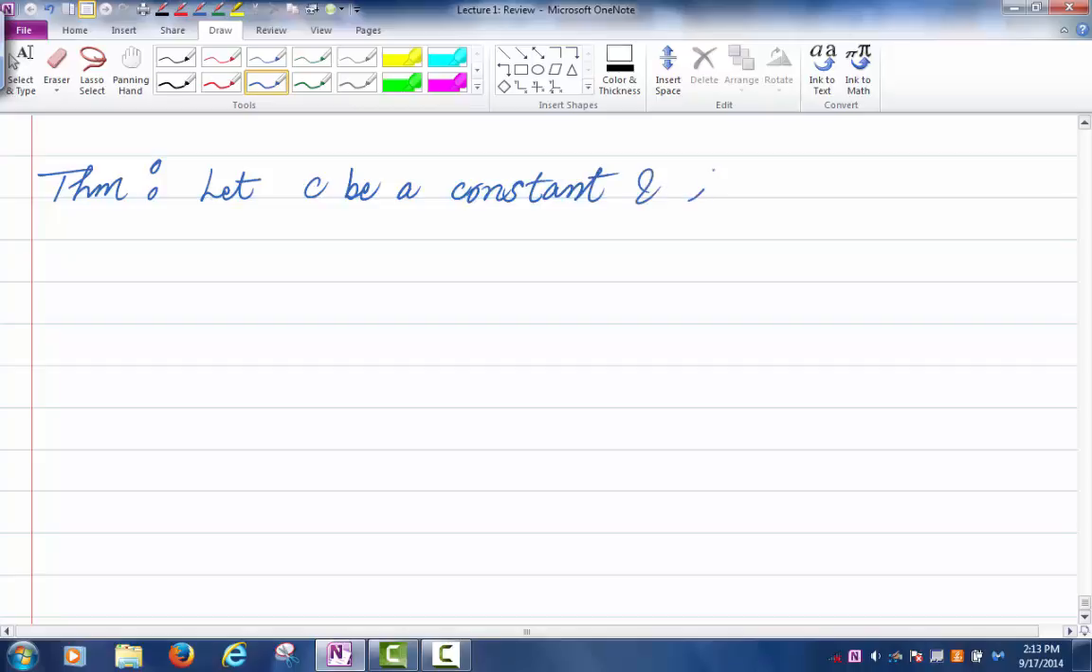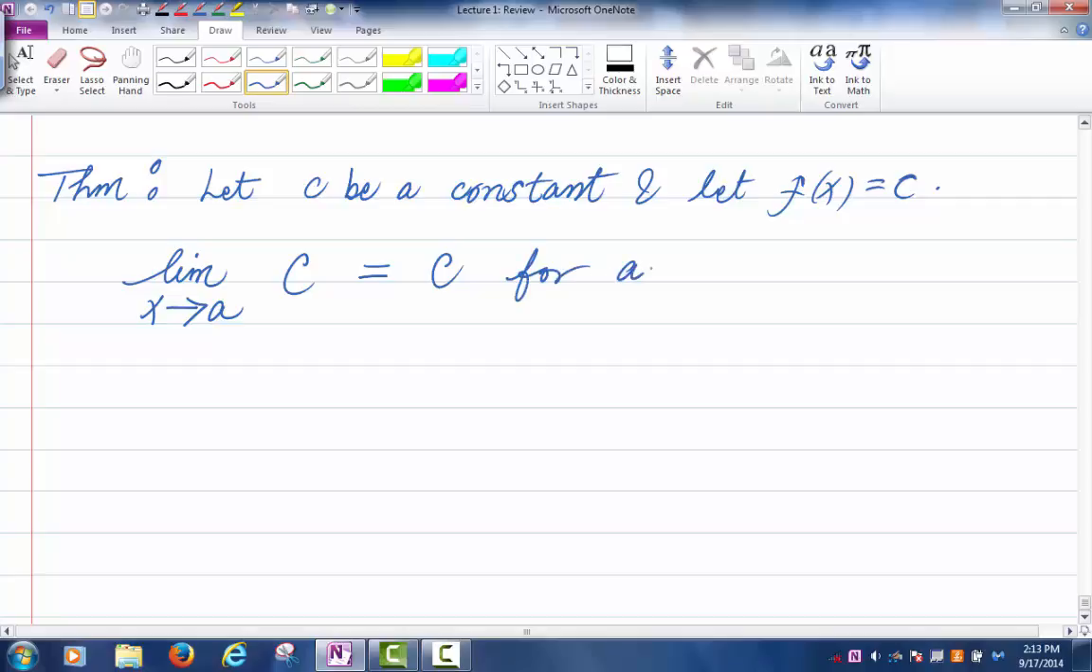And let f of x be the function whose value at x is always c. So it's the constant function. So then what's the limit as x goes to a of the constant function c? Well, the limit should be what? C itself, right? For any real number a. So for any real number a, that's the case.